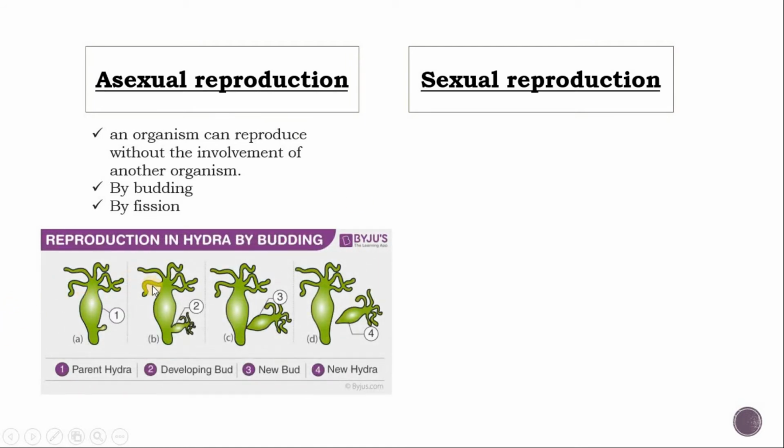In this picture, we can see asexual reproduction done in hydra. In the first picture, the bud arises on the mother animal. In the second, there is development of that bud. In the third picture, the new bud is fully developed and detached from the body. After the detachment from the parent body, the new hydra arises and lives as an independent organism.